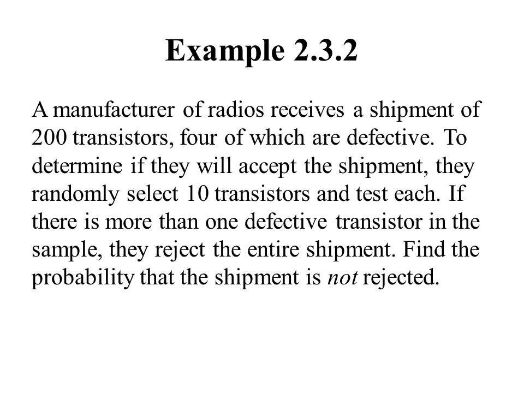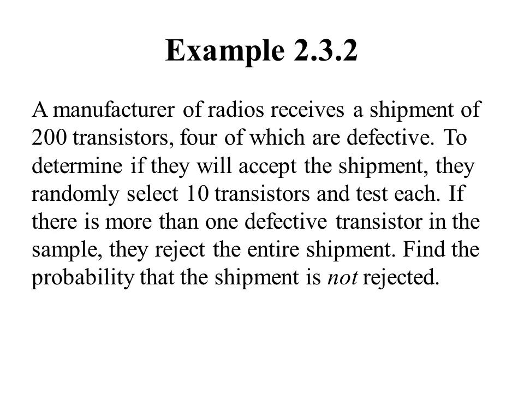To illustrate this, let's look at this simple example. A manufacturer of radios receives a shipment of 200 transistors, 4 of which are defective. To determine if they will accept the shipment, they randomly select 10 transistors and test each. If there is more than one defective transistor in the sample, they reject the entire shipment. Find the probability that the shipment is not rejected.